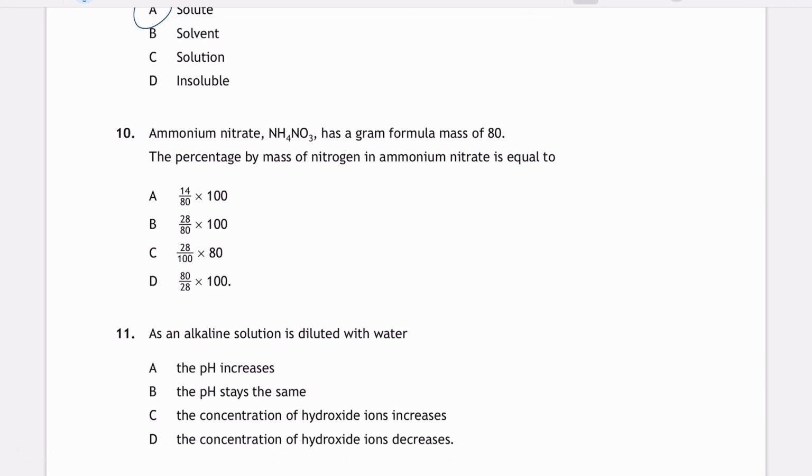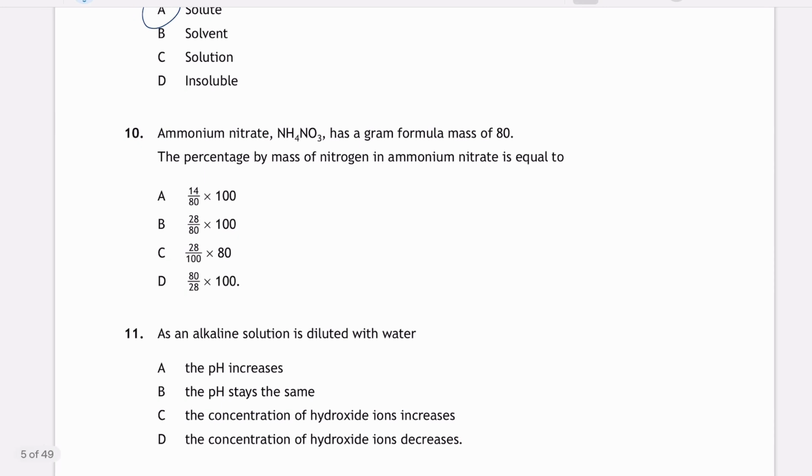So then here we've got percent by mass, multiple choice question, how lovely. So remember the percent by mass equation is M over GFM times 100. You do get that at the front of the data booklet. What you need to remember here though is this is the total mass of the element you're interested in.